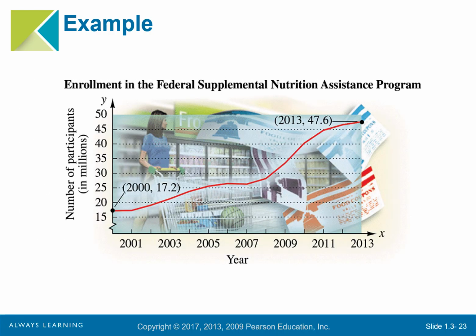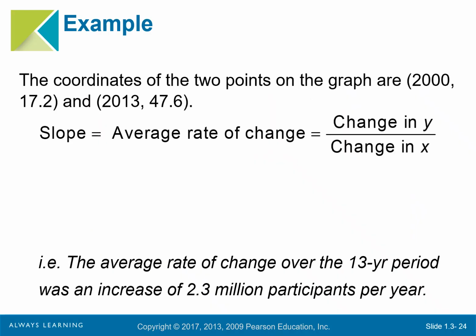So let's look at that graph for a second. Notice which one's on my x, which one's on my y. My x are the years, and the y is the number of participants. And this graph isn't exactly straight, but the average rate of change will tell us, if I had drawn a straight line between these two, what would the slope of that line be on average? So let's do that. The 2 points that we want to grab are 2000, 7.2. That was given in the problem.